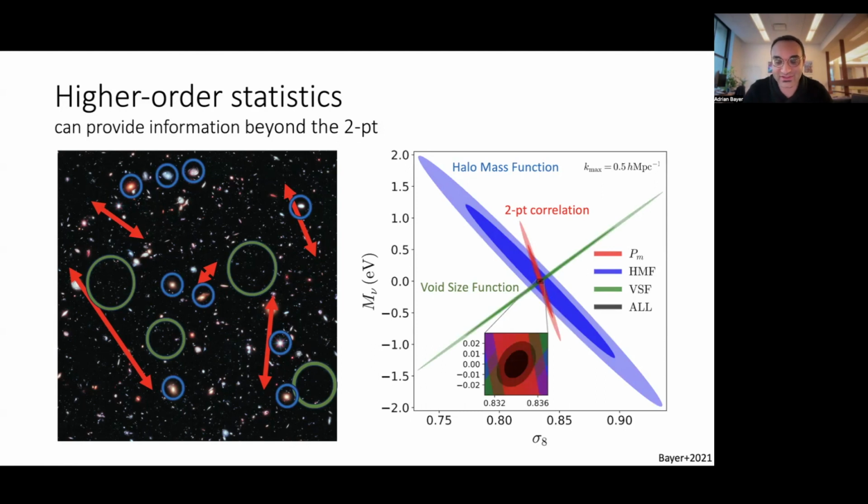mass. What this plot is showing is the 2-point correlation function as the red contour, the halo mass function as the blue contour, and the void size function as the green contour. They all have very different degeneracies in the neutrino mass, sigma 8 plane. And so when you combine them all together, you get this really small black contour and therefore really tight constraints on the neutrino mass. You can see that it's orders of magnitude more constraining when you combine all three statistics compared to just using the power spectrum on its own. So what this is saying is that there's really a lot of information in the matter field about neutrino mass.